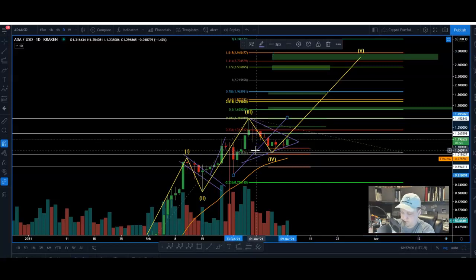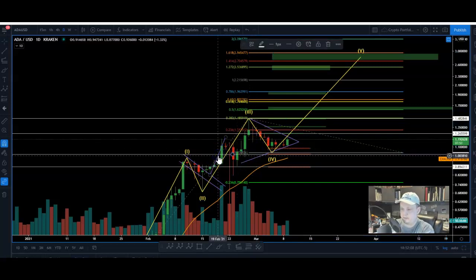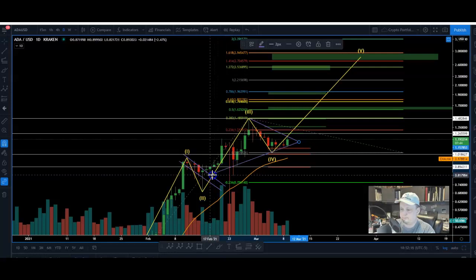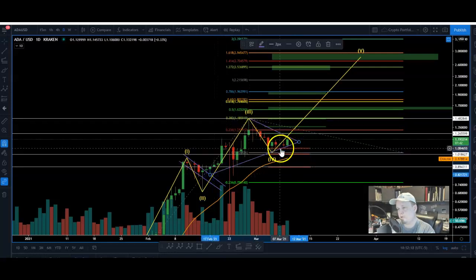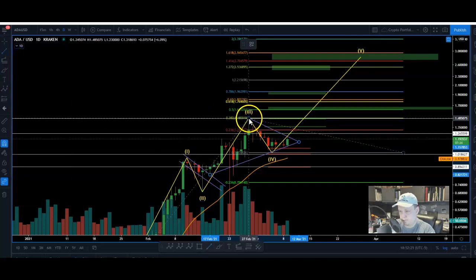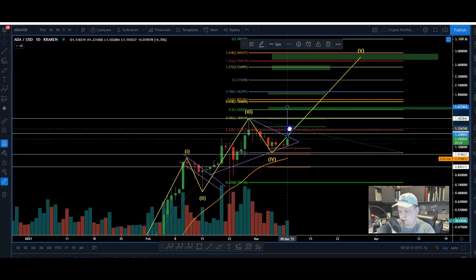So yeah, I would say clear that up. Let's get rid of this, clean it up a little bit. So we're in like a semi-triangle on a higher time frame. If it breaks out, we could kind of measure from here to here, and that goes right to this green zone that we have here. So that's what I see for Cardano right now.